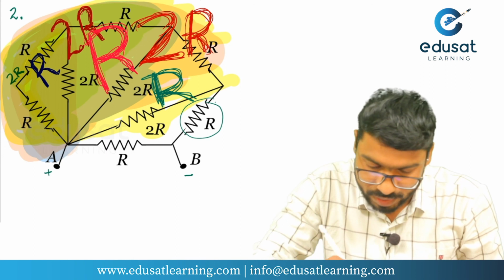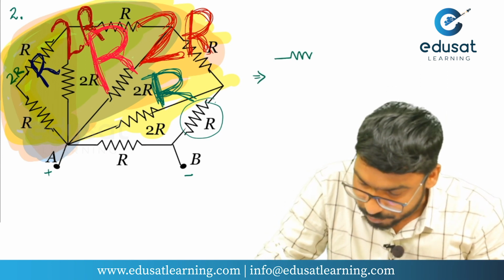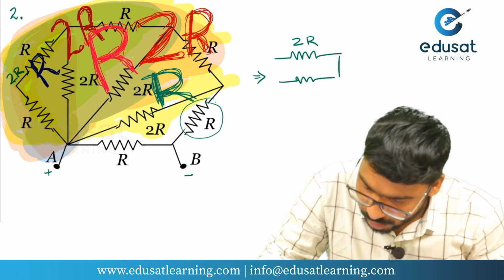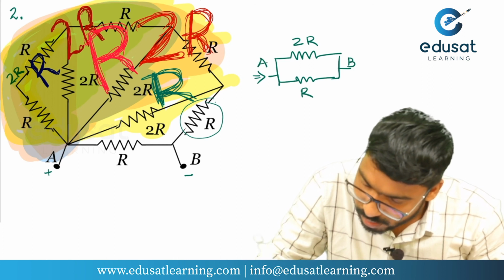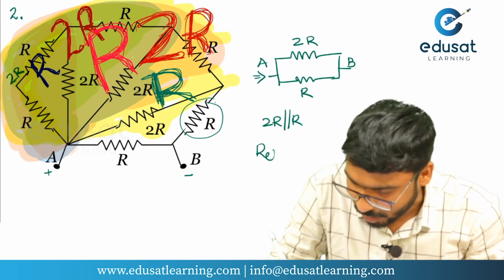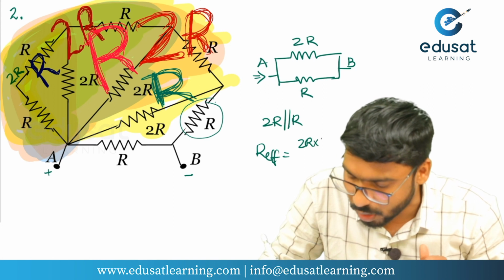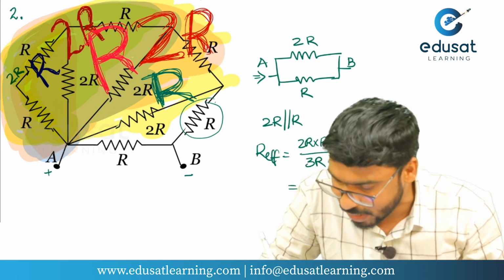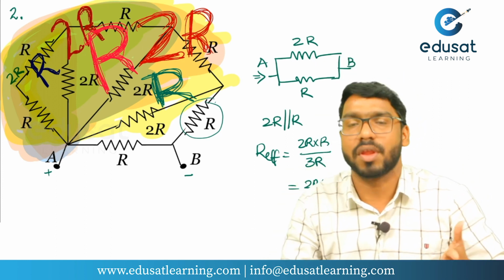And here we get the final network as: here it is 2R and here it is R, between A and B. 2R is parallel with R. Then R effective equals 2R into R divided by 2R plus R, which is 3R. Then we get the result 2R by 3.